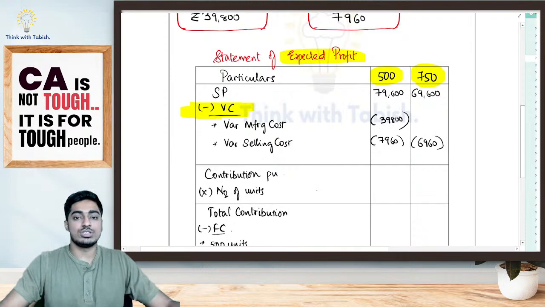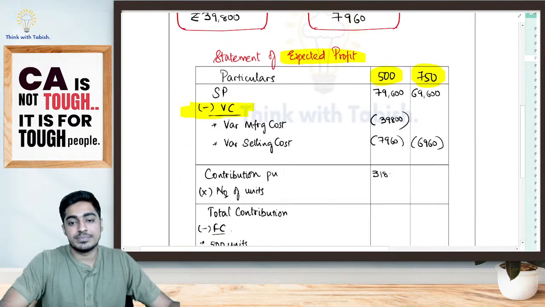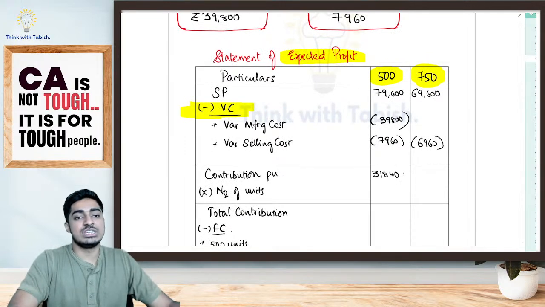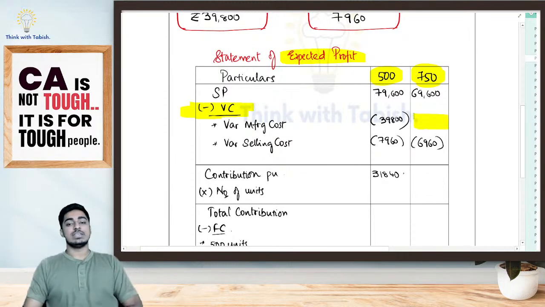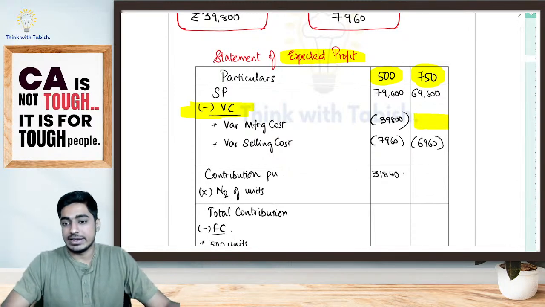and my contribution per unit is going to be 31,840. Now the question is, what is my variable manufacturing cost if I am selling 750 units? How do I calculate?